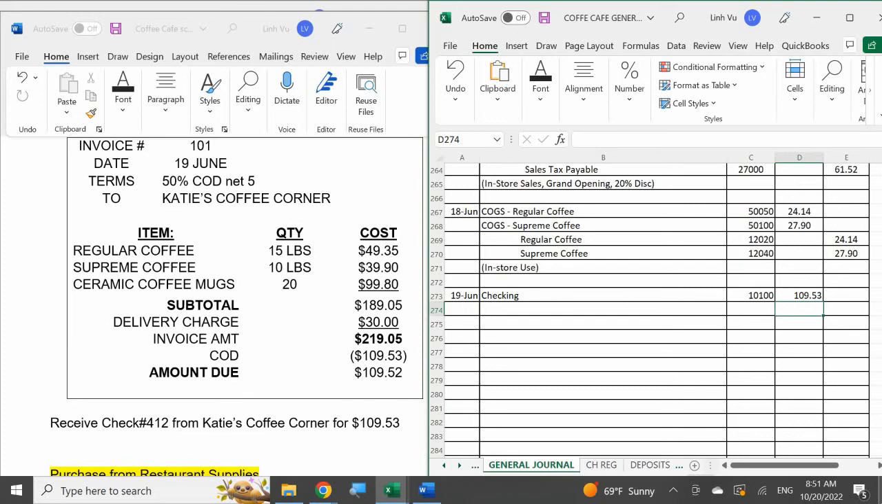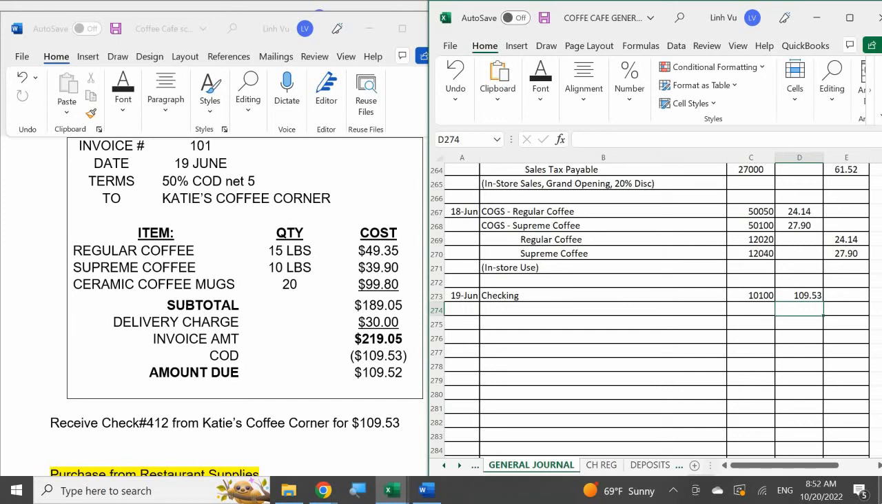No. Who's Katie? Katie is one of our customers. She's only paying for half of it now. If it's net 5 on the 19th, wouldn't that be the 24th? Yes. We'll talk about that when we dive into the subsidiary ledger. But in this case, she's only paying half of it now.